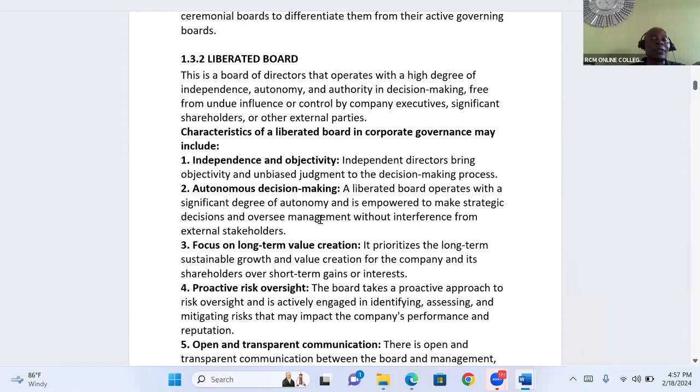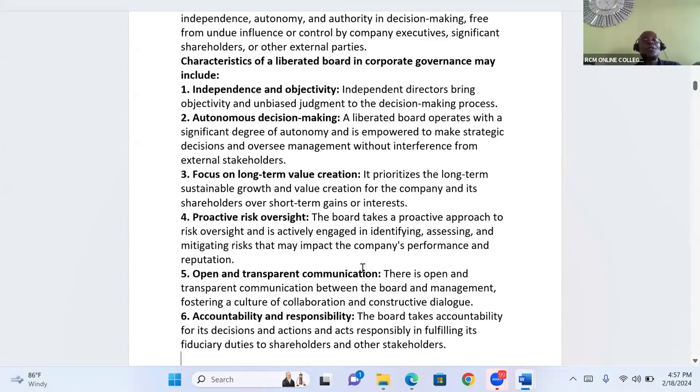Focus on long-term value creation. Because they're independent, they're actually providing oversight. It prioritizes the long-term sustainable growth and value creation for the company and its shareholders over short-term gains or interests. Then we have proactive risk oversight. The board takes a proactive approach to risk oversight and is actively engaged in identifying, assessing, and mitigating risks that may impact the company's performance and reputation.